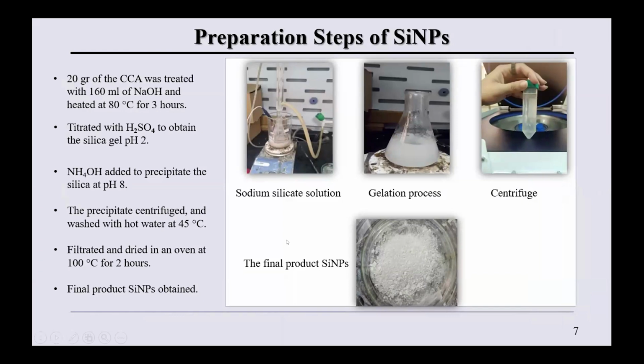Finally, we get the gelation and centrifuge it, washed with hot water at 45 Celsius. After that, we filtered and dried it in an oven at 100 Celsius for 2 hours. The final product of our process was silicon nanoparticles, which we use to prepare the membranes for desalination of produced water.